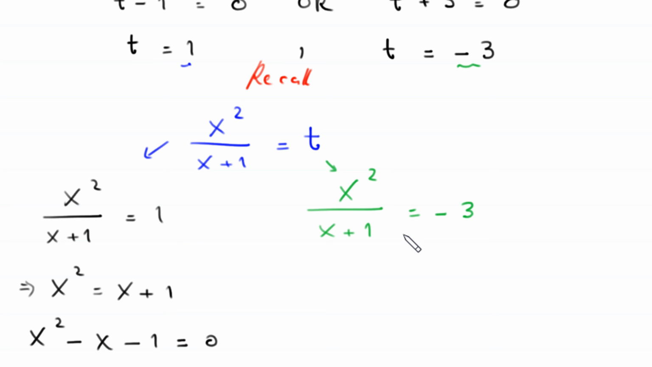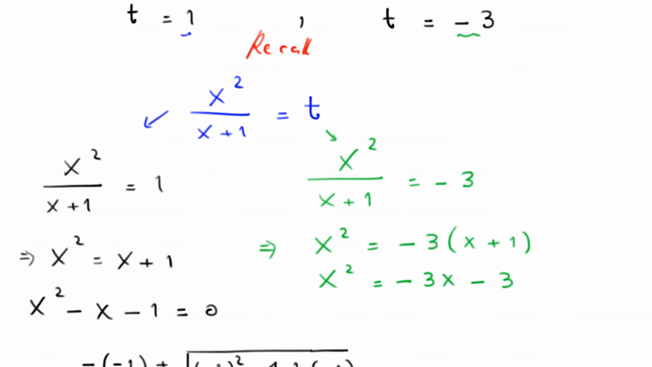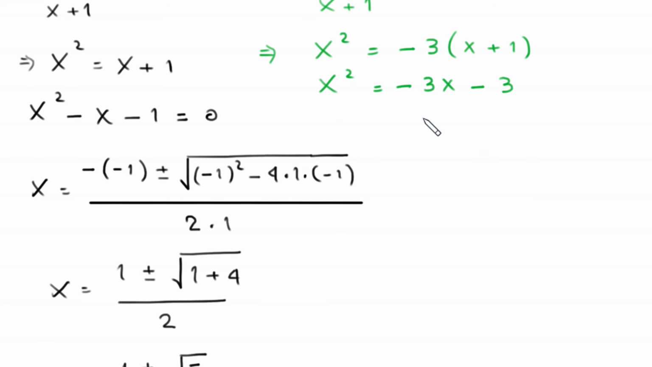If we multiply both sides by x plus 1, this implies that x squared is equal to negative 3 times x plus 1. Further simplify, this will become x squared is equal to negative 3 times x, negative 3x, negative 3 times 1, negative 3. Move these two terms to the left hand side, this will become x squared plus 3 times x plus 3 is equal to 0. Now this is a quadratic equation and is not factorable, so we solve it by quadratic formula.